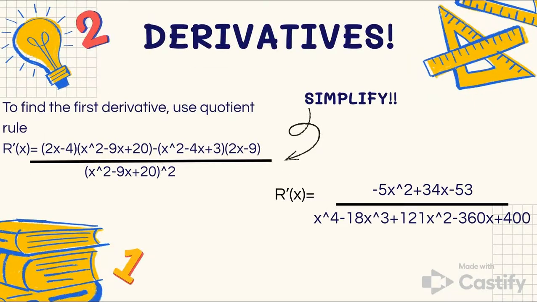So derivatives. To find the first derivative, I would use the quotient rule since my function is in the form of a fraction. So quotient rule is derivative of u times v minus derivative of v times u all over v squared. And here you see I have it in that format.